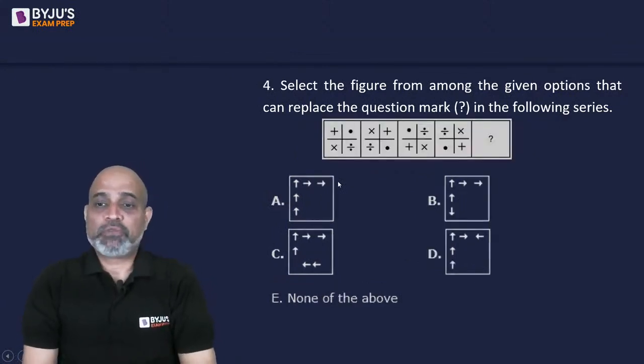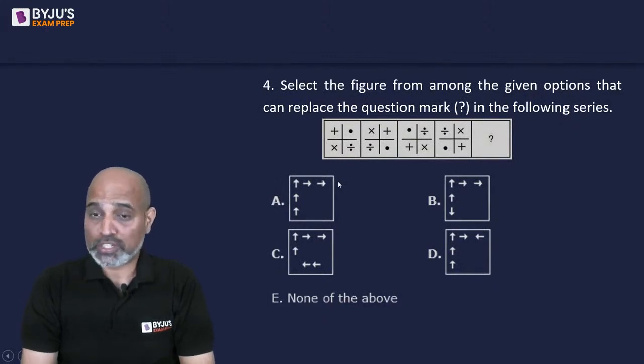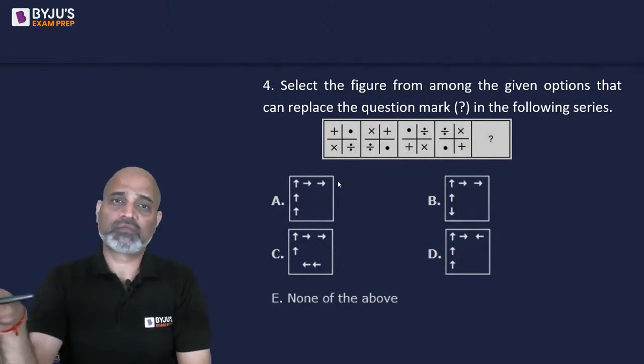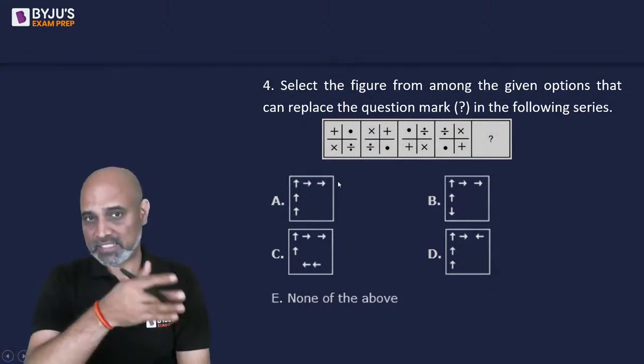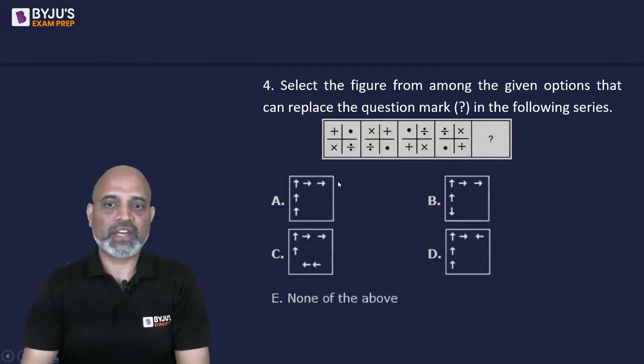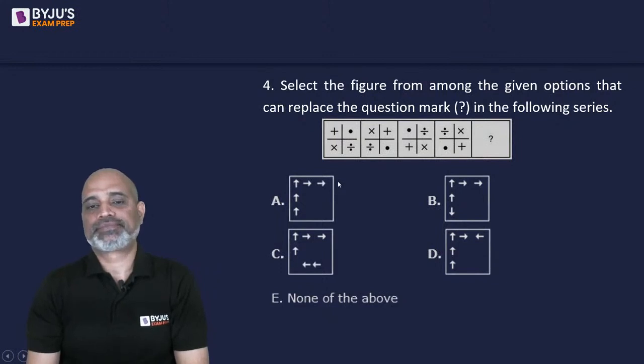Select the figure from among the given options that can replace the question mark in the following series. So we have got 4 symbols: plus, point, division, multiplication between pairs of axes, right? Like the x-axis and y-axis, ek bada sa plus beech mein bhi hai. Then the next one we have, and then the next one we have. So what is happening?